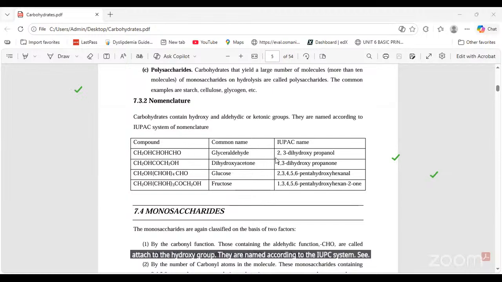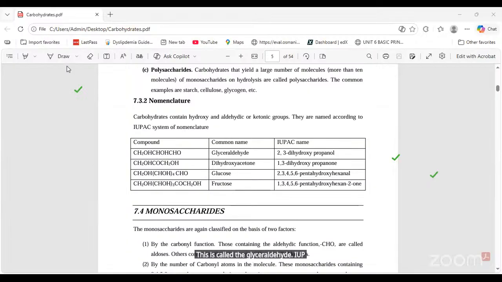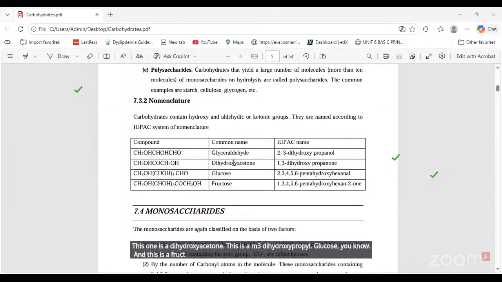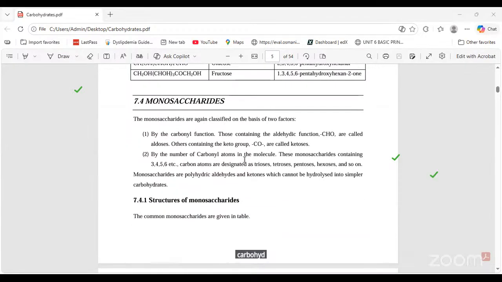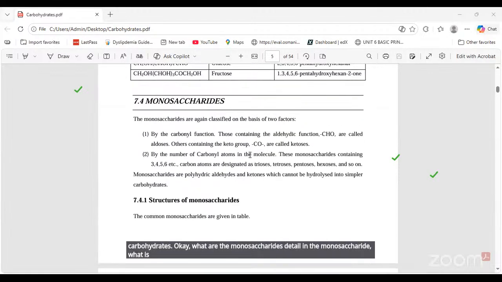See the compound. What is this? Glyceraldehyde. This is called glyceraldehyde. IUPAC: 2,3-dihydroxypropanal. This one is dihydroxyacetone, 1,3-dihydroxypropanone. Glucose, you know. And this is fructose. This is the nomenclature of the carbohydrates. Okay. What are the monosaccharides in detail? In the monosaccharide, what is the structure of a monosaccharide?